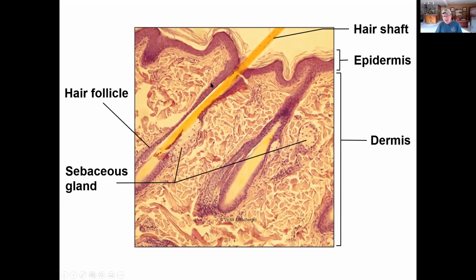So here's another photograph of a skin section just to orient you again. Here we can see the epidermis right here. Here's the beginning of the dermis. Here's a hair shaft in yellow. Here's a hair follicle. This darker purple structure is showing a hair follicle. Here's another hair shaft in the center. But they're pointing to a couple sebaceous glands.